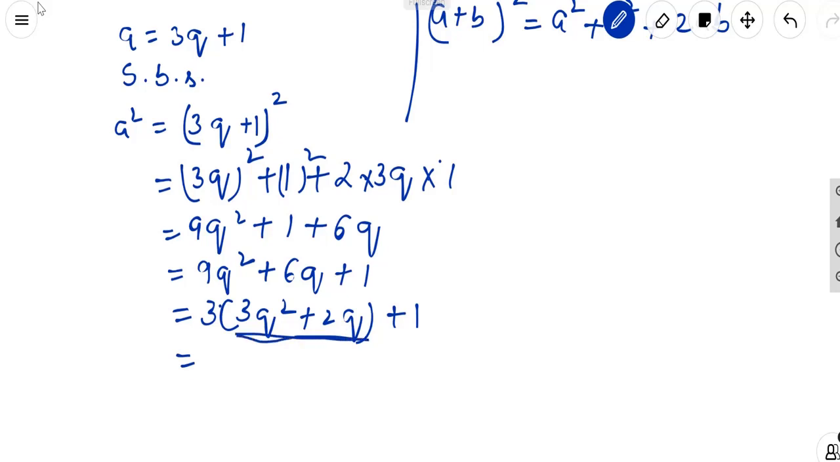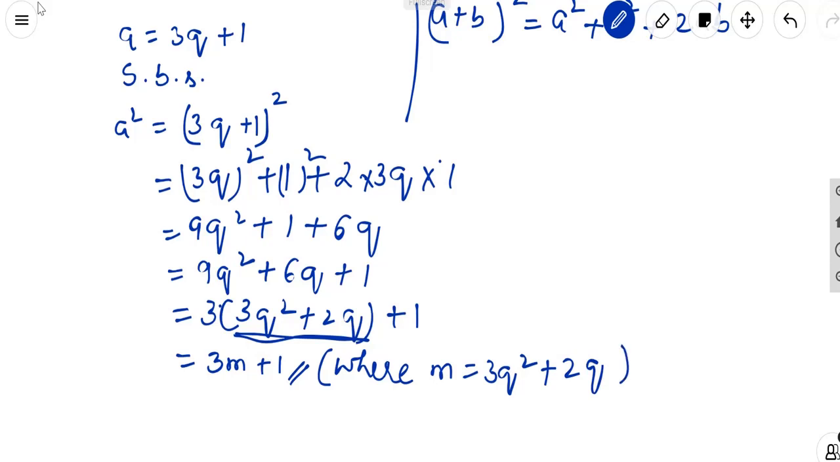So now this part I will take as 1, any positive integer m. So this becomes 3m plus 1. Now if you observe the question properly, it is either 3m or 3m plus 1. So it is in the form of 3m plus 1, and we have to write it, either in brackets or on the next line, where m is equal to 3q square plus 2q. Also write m is any positive integer. Okay, so hence proved.